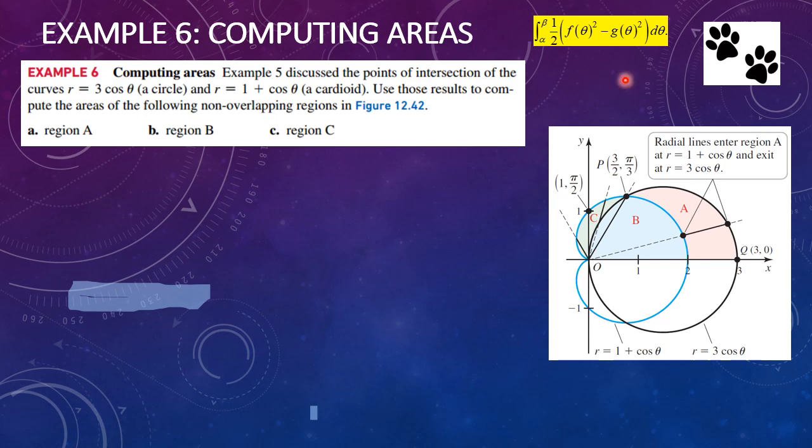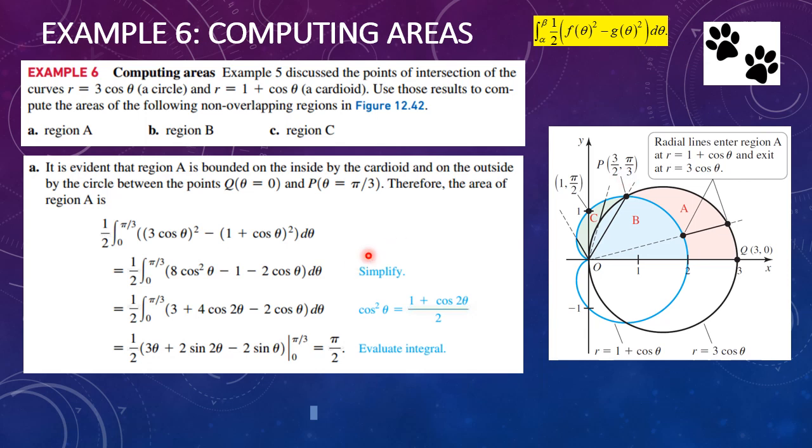Okay? So when we look at figure A, we can see that we're going from theta equals 0 to theta equals pi over 3. And here we have the circle, which is 3 cosine theta, minus the cardioid, which is 1 plus cosine theta, and again evaluated from 0 to pi over 3. Therefore, the area of the region is 1/2 the outer function squared minus the inner function squared at theta. The outer function again is 3 cosine theta, and the inner function is 1 plus cosine theta. Okay, and of course, using our formula from the theorem, we square each of those f of thetas.